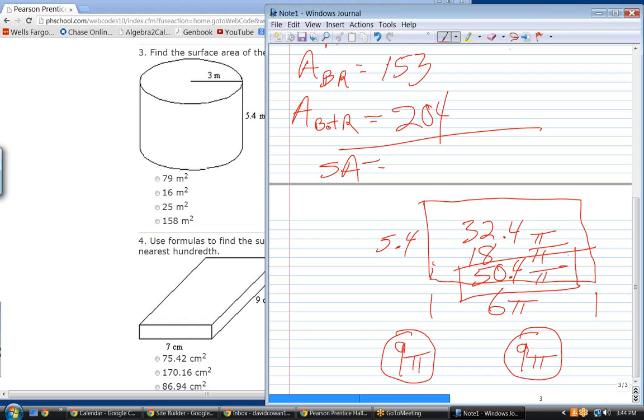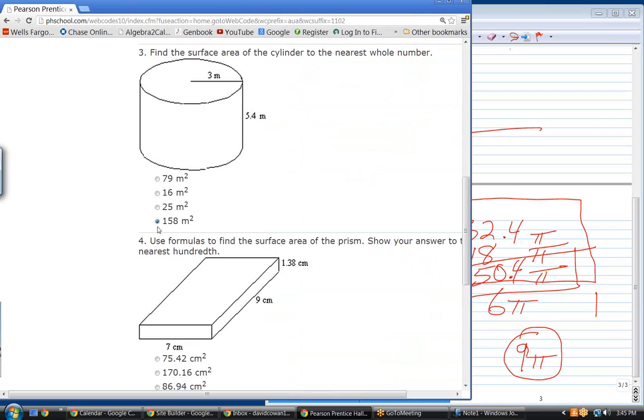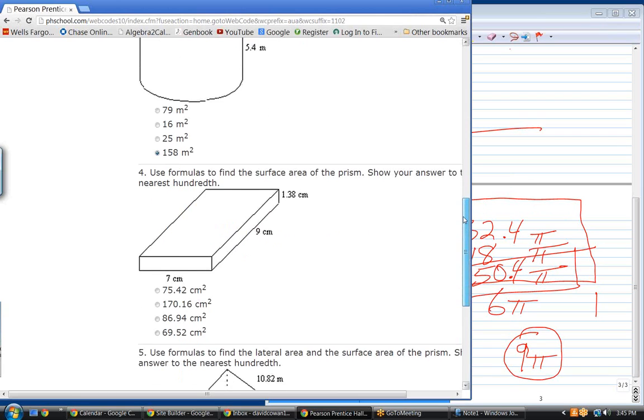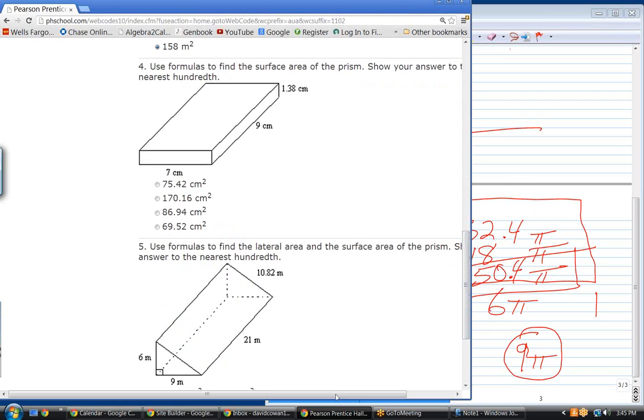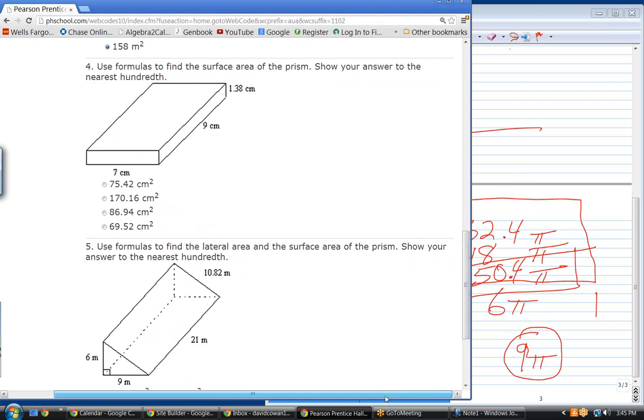Notice all of our answers do not have a pi in there, so which is the correct answer? What is 50.4 pi approximately? Pi being 3.14. It'd be 158. Has to be. I don't really like giving you answers like this. I prefer answers in pi, but I guess they were trying to trick us.